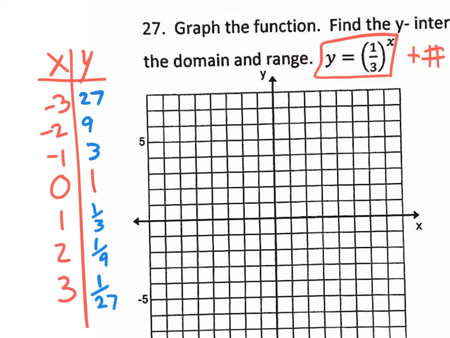So we don't need all of these coordinates, but let's graph it. So let's graph the red coordinate right here, 0, 1. Let's go to 0 on the x, 1 on the y. There it is. Now this is not a parabola. This is an exponential decay function.